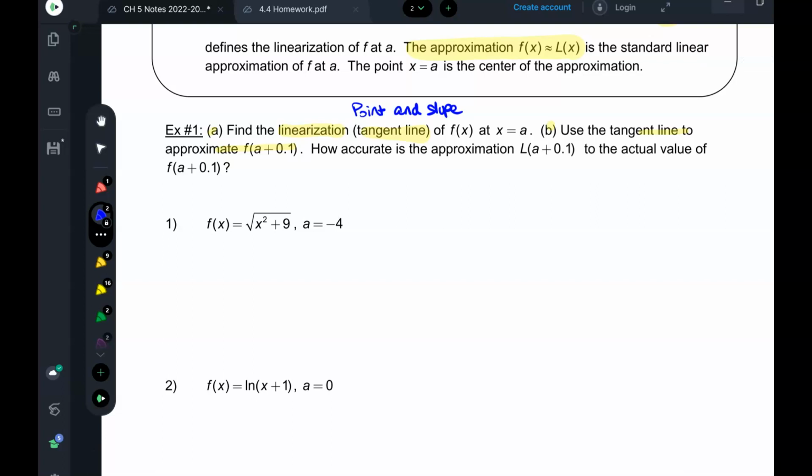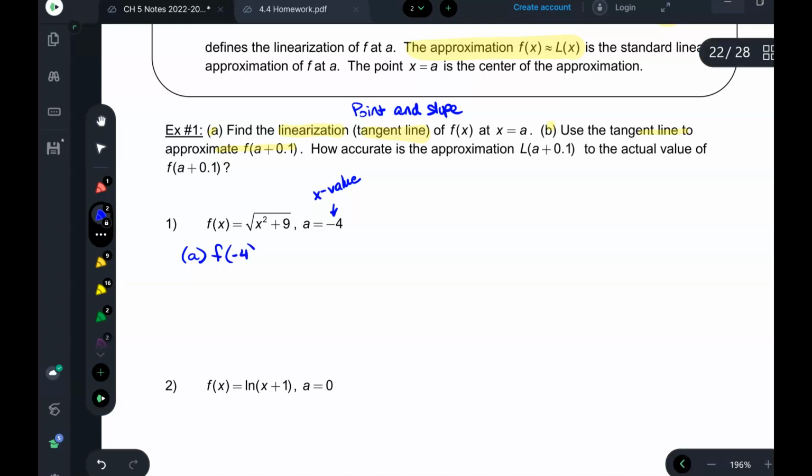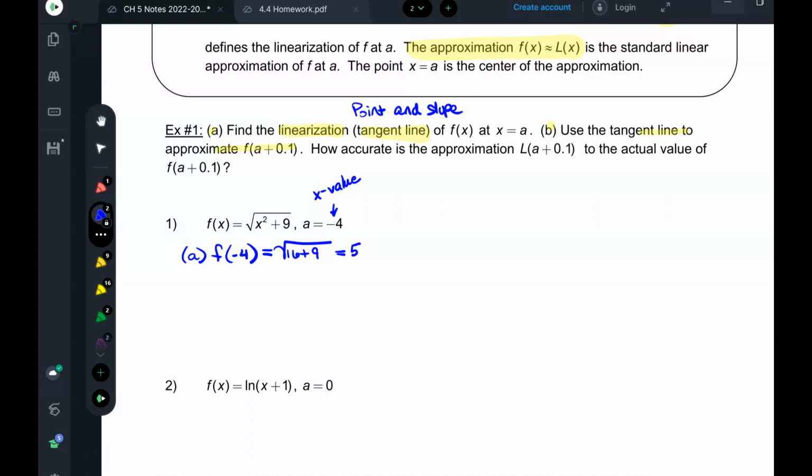Okay, well, we need a point. So we consider this as an x value here. Okay, so I have the x value is -4. So I can plug -4 in. So that'll be 16 plus 9. So we'll get square root of 25, which is 5. Okay, so we have -4, 5. We have our point. Now let's find the slope.